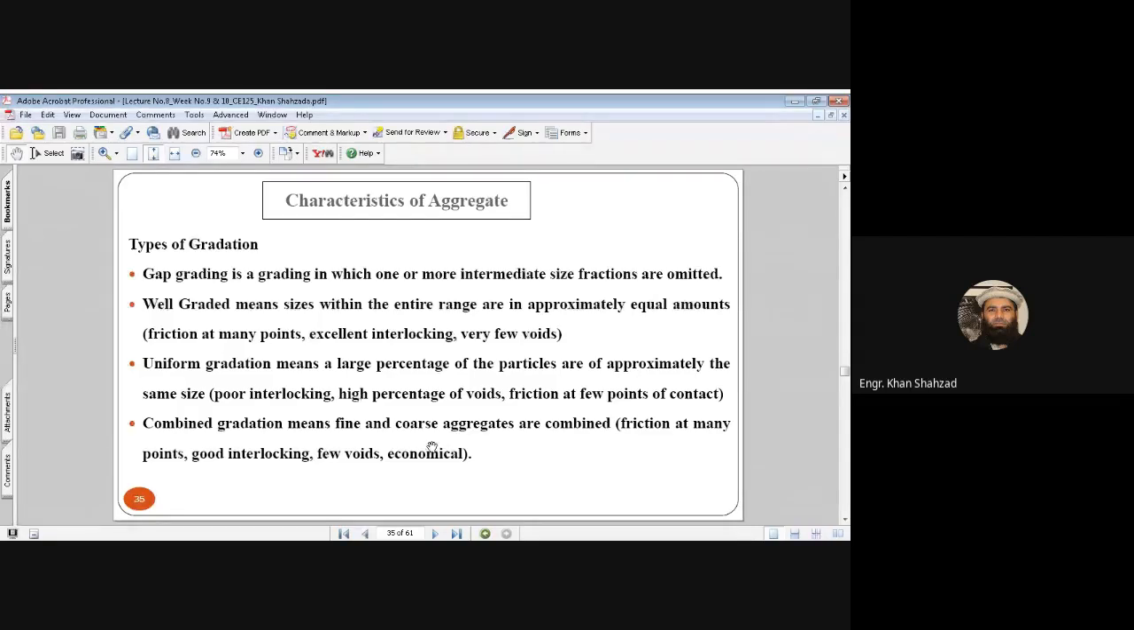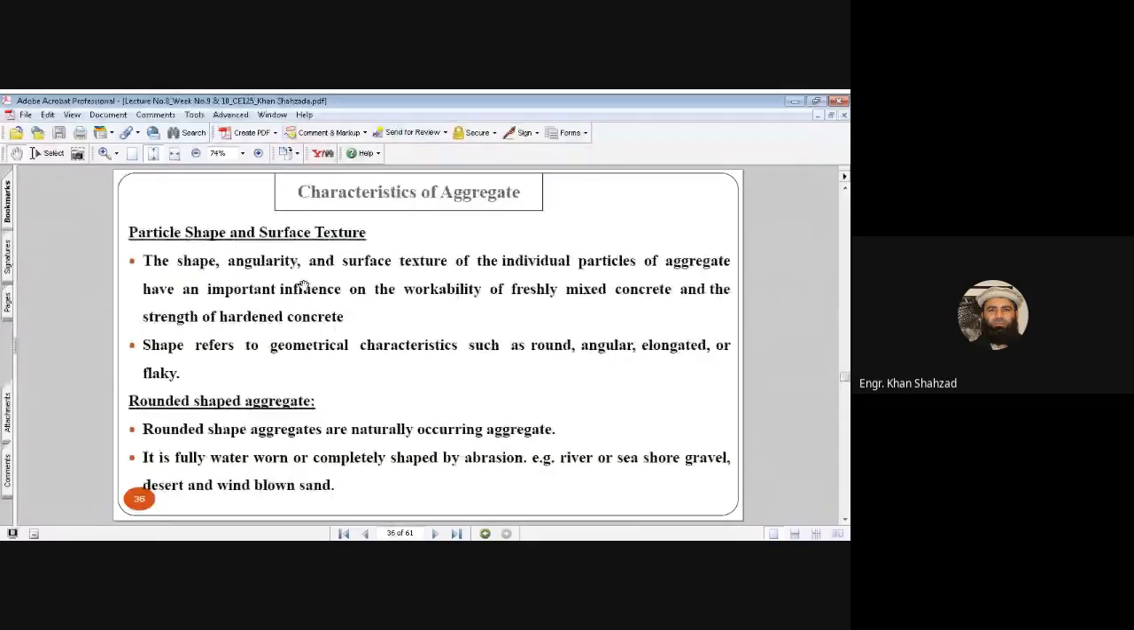Now the next characteristic of the aggregate is the particle shape and surface texture. The shape, angularity, and surface textures, which we have already discussed, of the individual particles of aggregates have an important influence on the workability of freshly mixed concrete and the strength of hardened concrete.